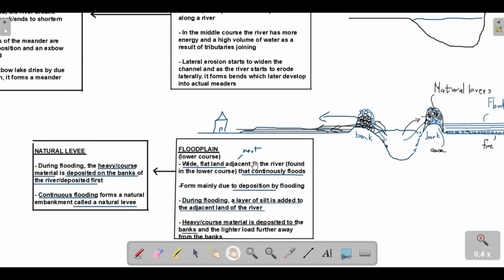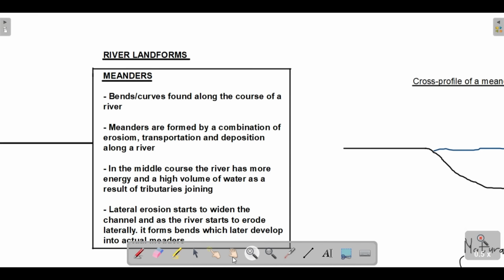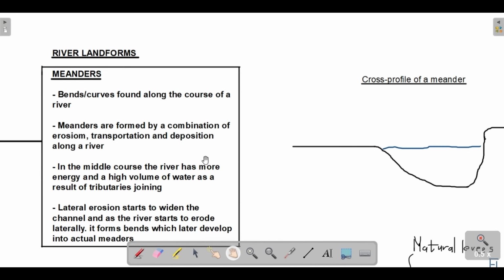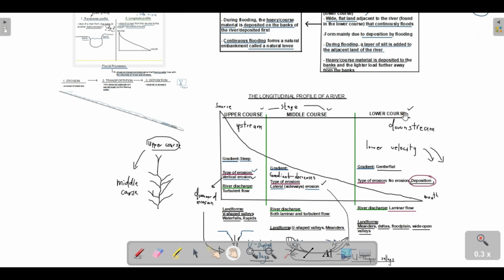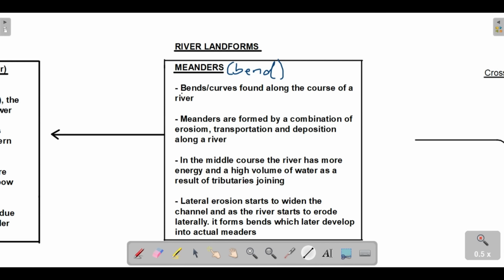Okay, so we move on then to other types of landforms. And this one is the most common one, which is a meander. So a meander, we said that you will find that in the middle course and the lower course. A meander, we said it is a bend in the course of a river. So again, meanders are bends or curves that are found along the course of a river.